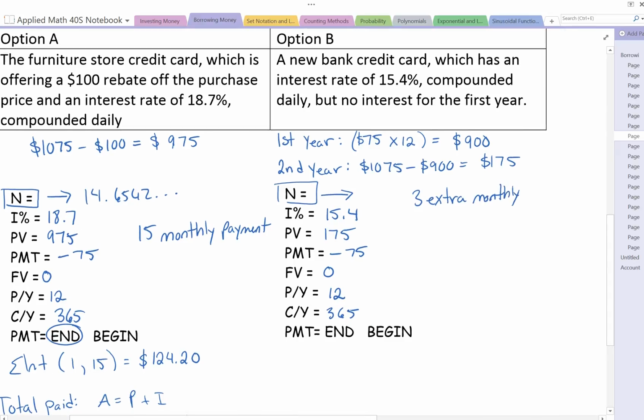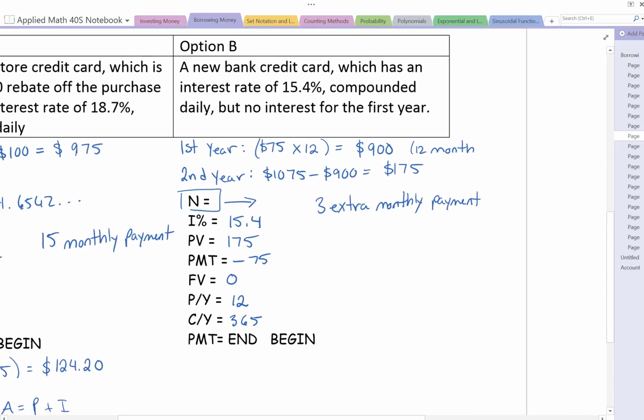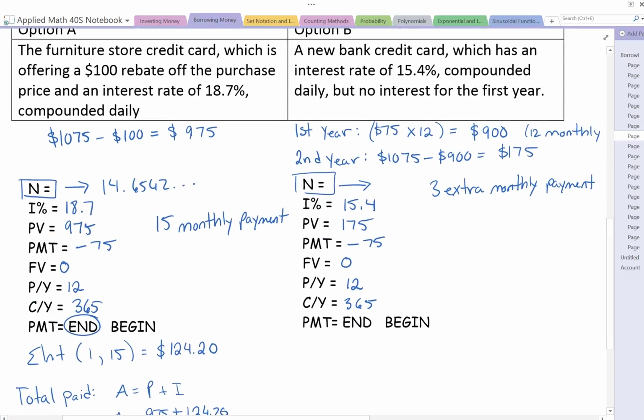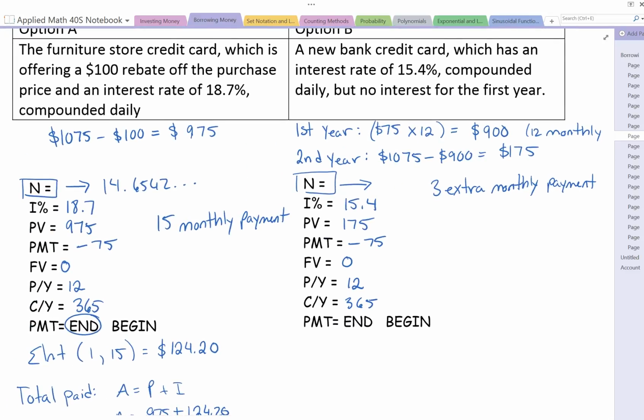monthly payments. Now, why am I writing extra monthly payments? Because you've already paid for the first year for 12 months, right? This is already 12 monthly payments that we've done. So in terms of time, you've got a year plus 3 months, or you've got 15 months. That isn't affecting our decisions here. It's the same amount of time using option A or option B.